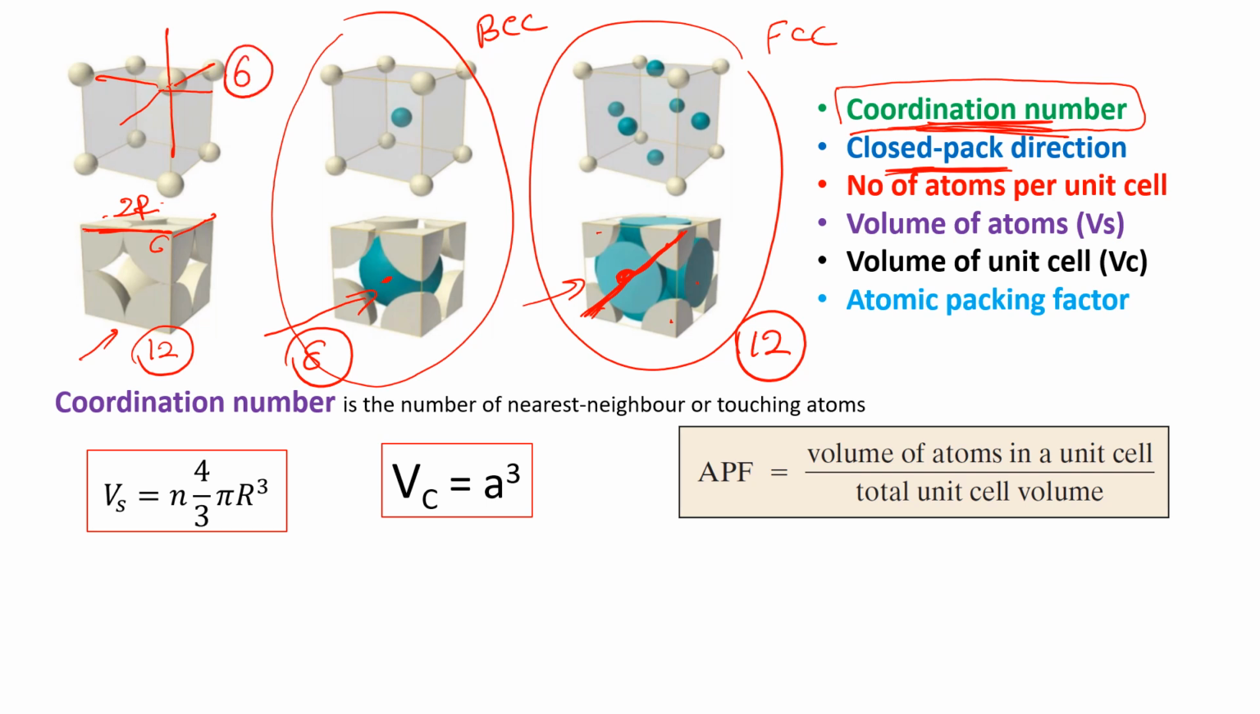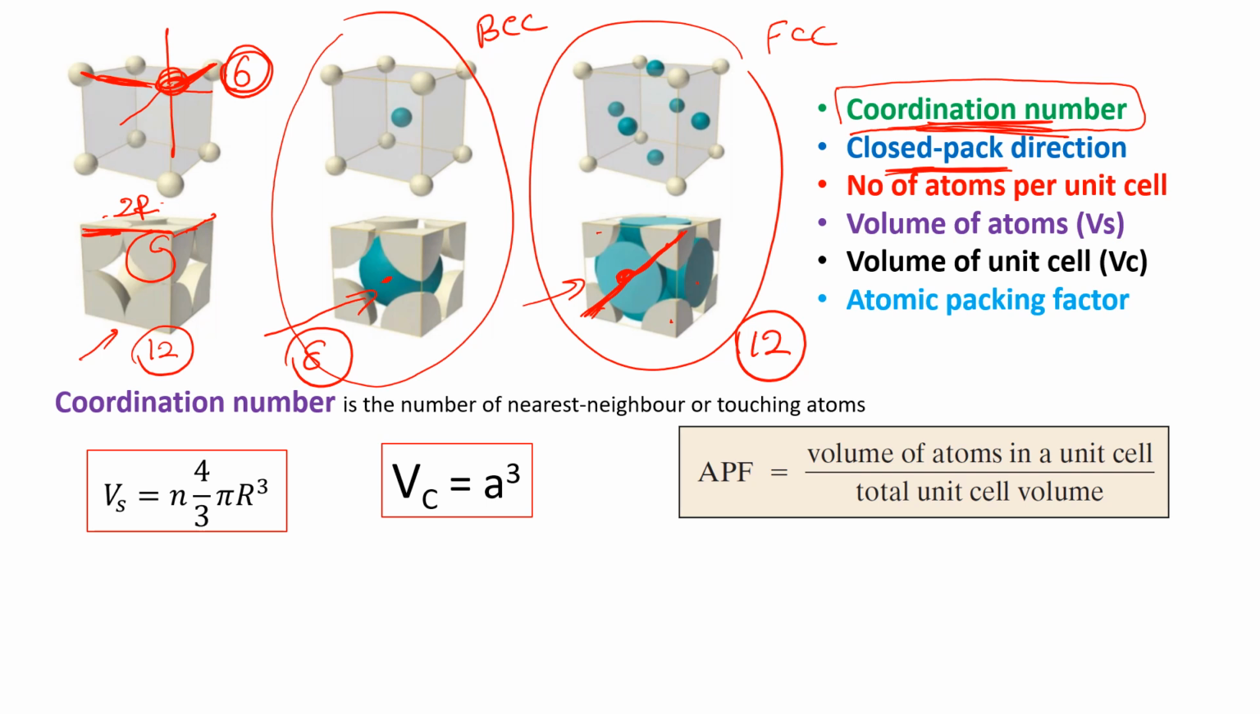So do you see the touching, this one is touching by only this. So this is touched by this and this, not the diagonal directions, isn't it? So the coordination number is 6 for the simple cube, coordination number is 8 for the BCC, and the coordination number 12 for FCC. Make sense?